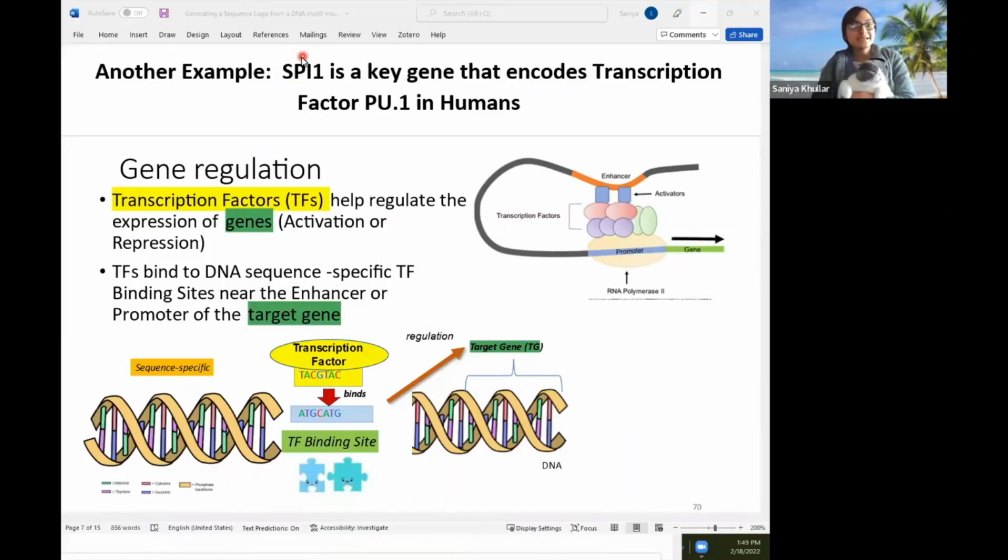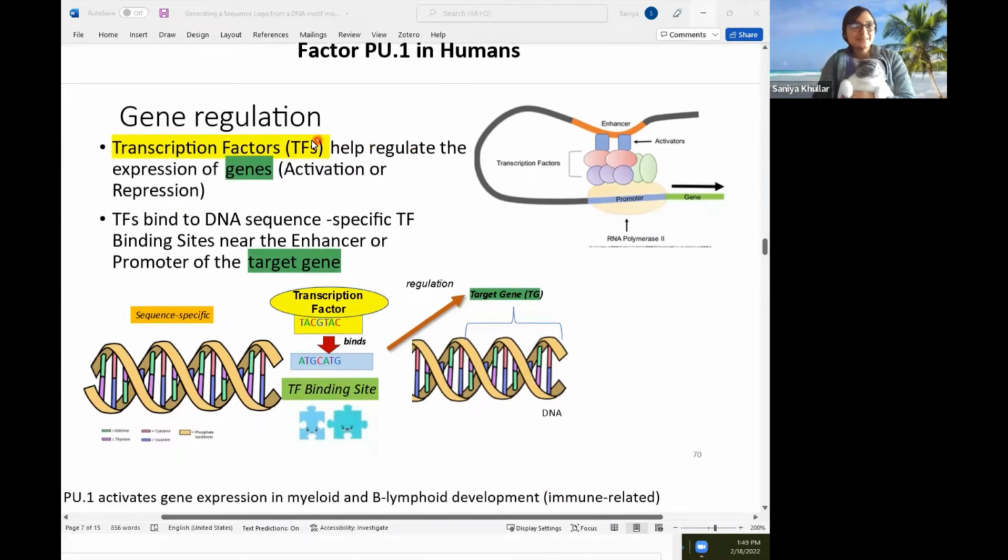We can have SPI1, a key gene that encodes transcription factor PU.1 in humans. So basically you can call it the SPI1 transcription factor, or PU.1 is the more formal name, but I'm going to just call it SPI1 here. So in terms of gene regulation, transcription factors, these proteins, remain in the nucleus of the cell and help regulate the expression of genes, either the activation or the repression.